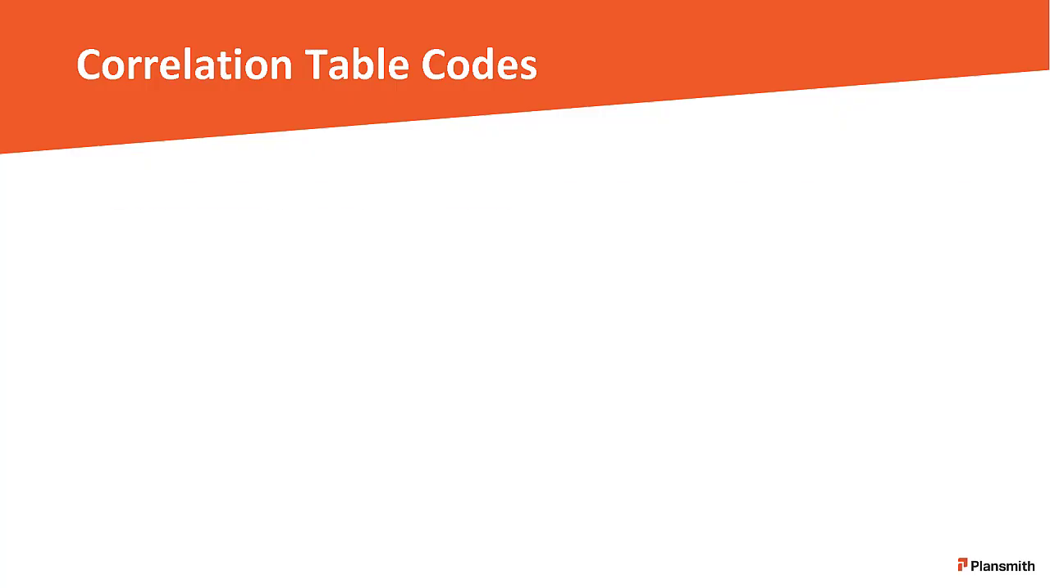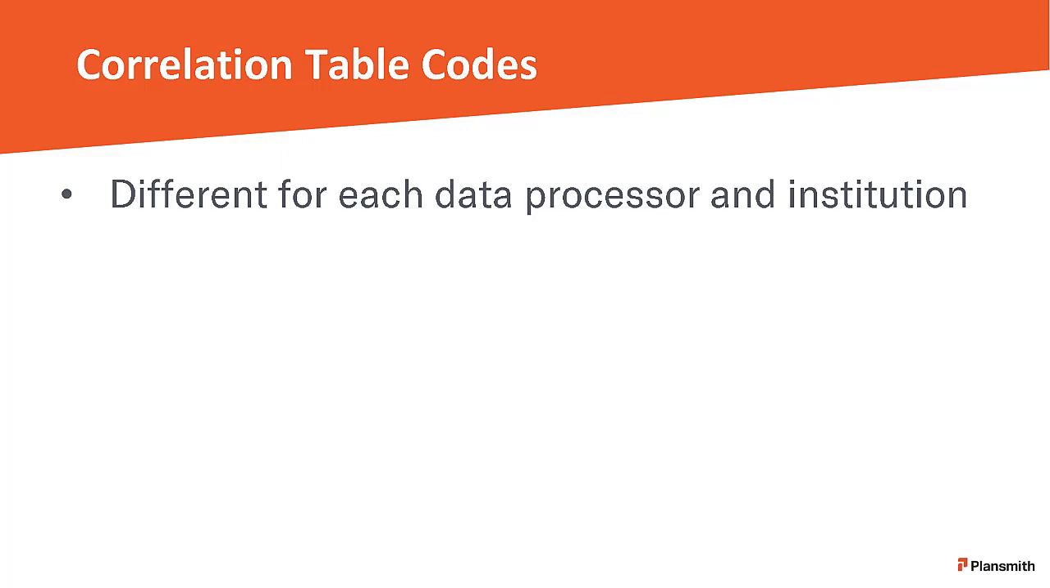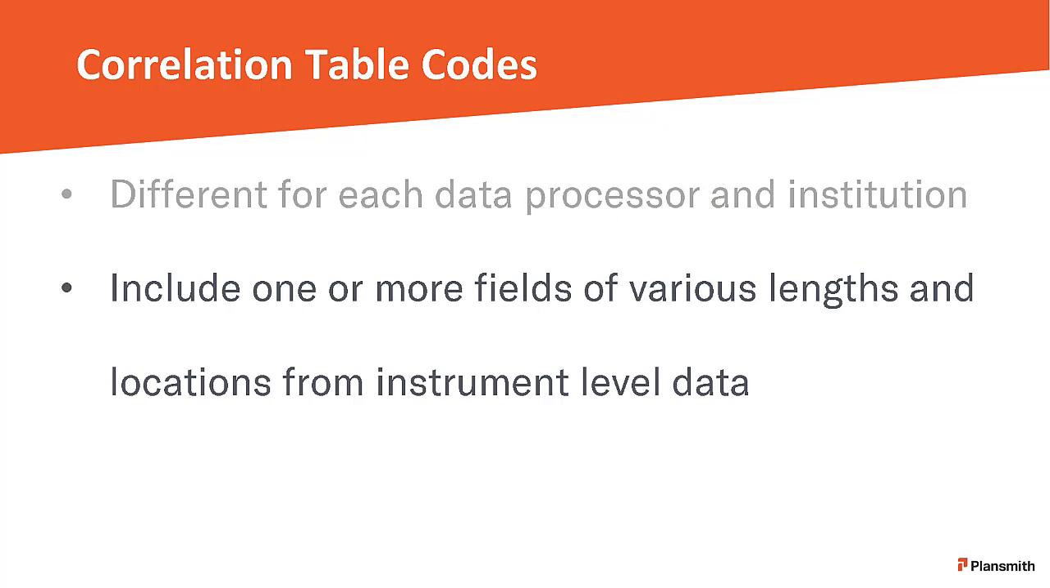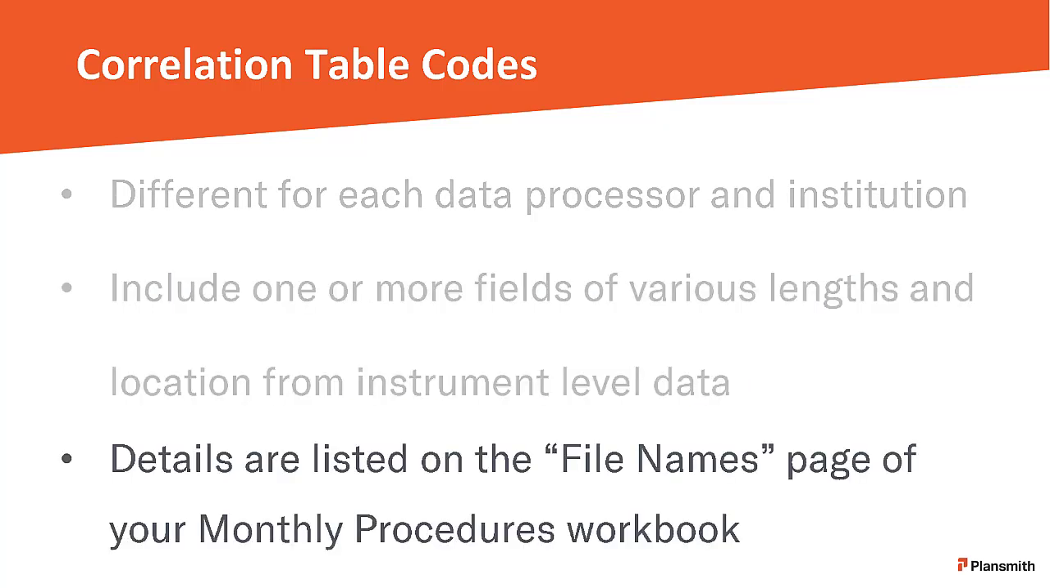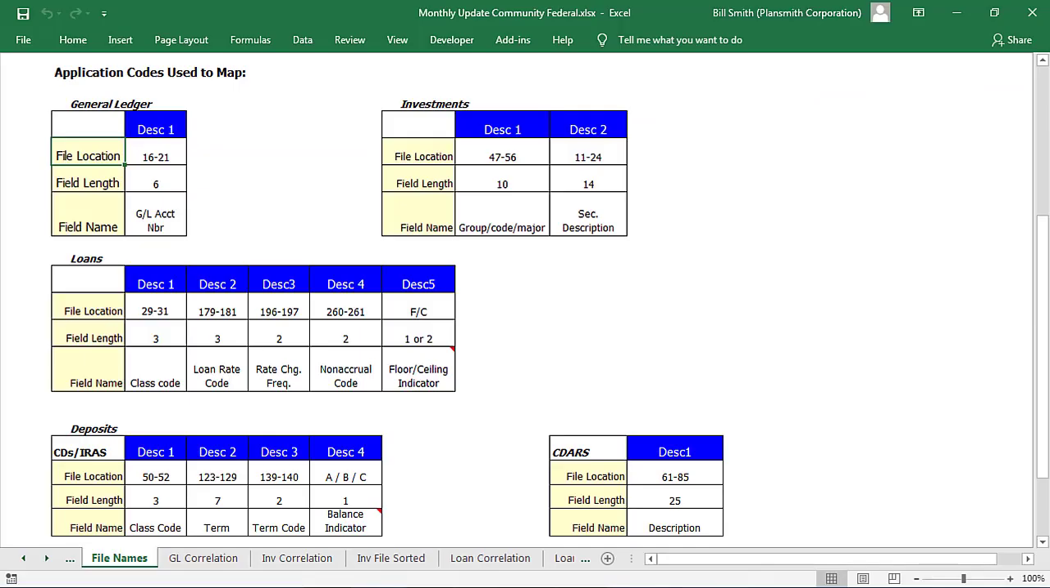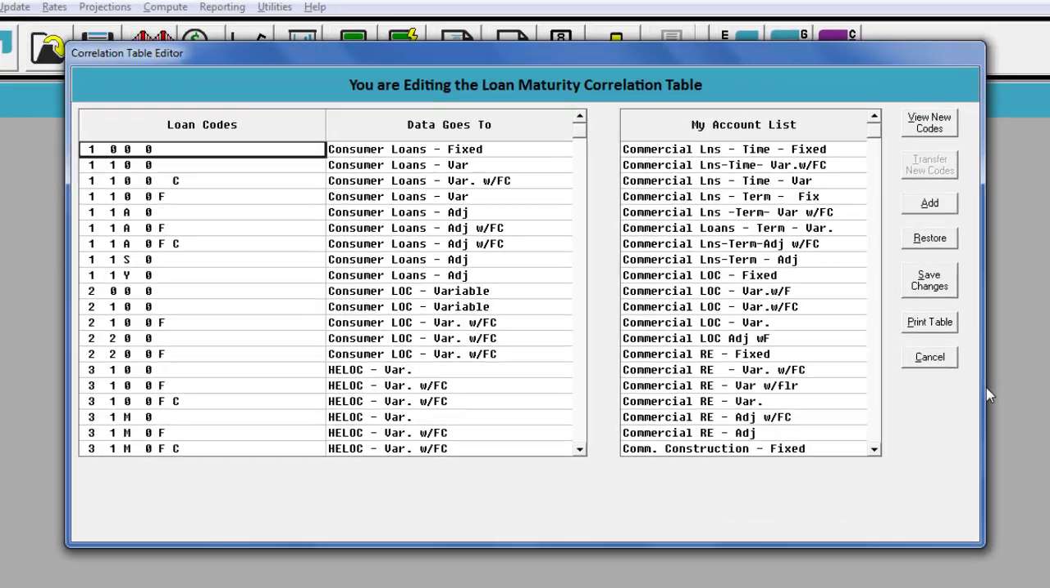Here are a few pointers. Descriptors and their meanings are different for each data processor and institution. And individual descriptors can vary in length and come from virtually any area of each row in the data file, or sometimes even from multiple areas when a preprocessor is used. File names, field definitions, and locations for your institution are listed on the File Names page of your Monthly Procedures workbook. Here's a portion of the File Names tab in our sample institution, so you can see what this looks like. Well, let's get back to Compass.